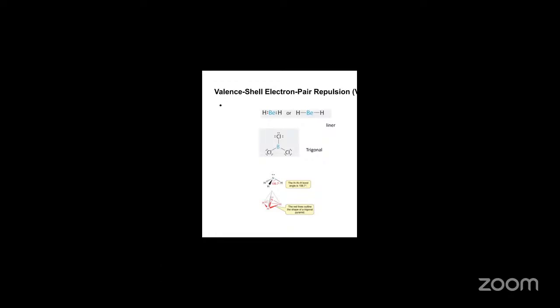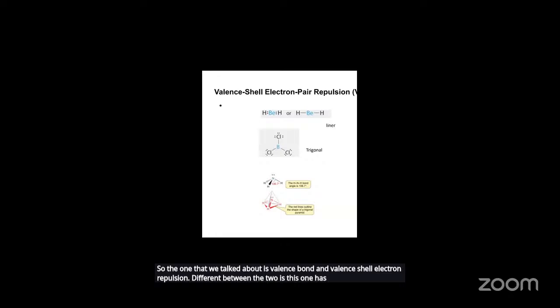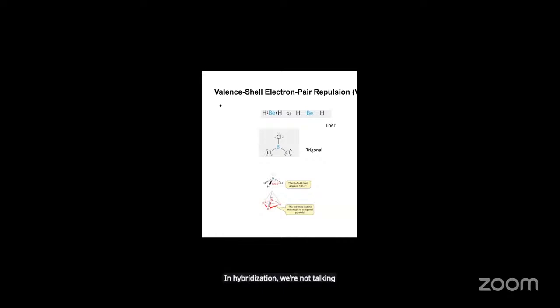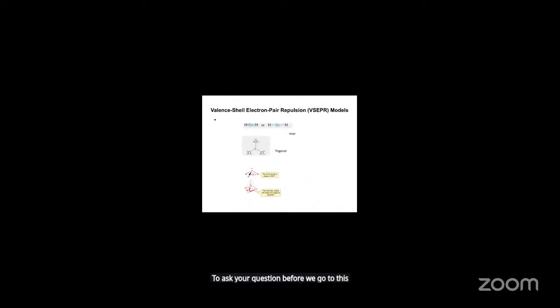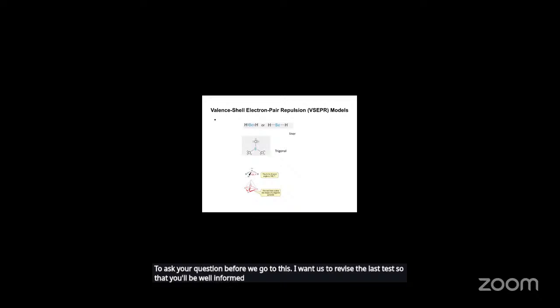The ones we talked about are valence bond theory and valence shell electron pair repulsion. The difference between the two is that this one has a lone pair of electrons that brings about the repulsion. In hybridization, we're not talking about lone pairs, whereas in valence shell electron pair repulsion, we're talking about the presence of lone pairs. That's what changed the expected tetrahedral shape of ammonia to a trigonal pyramidal shape. So ask your questions before we go on. I want us to revise the last test so that you'll be well informed, then we go to today's test and end the class.